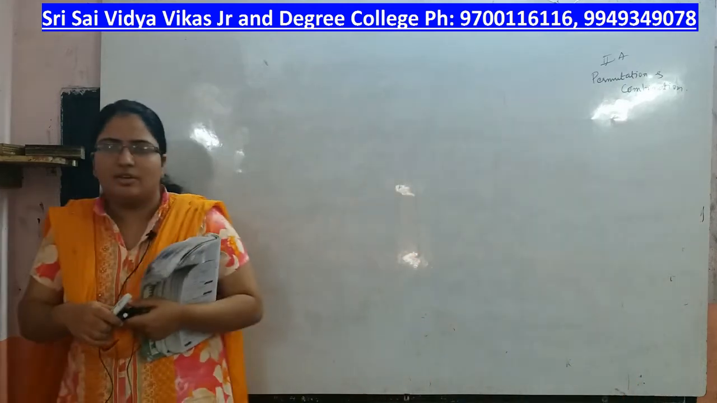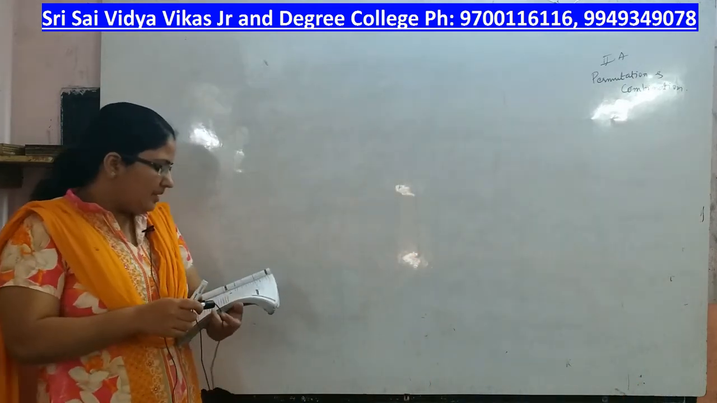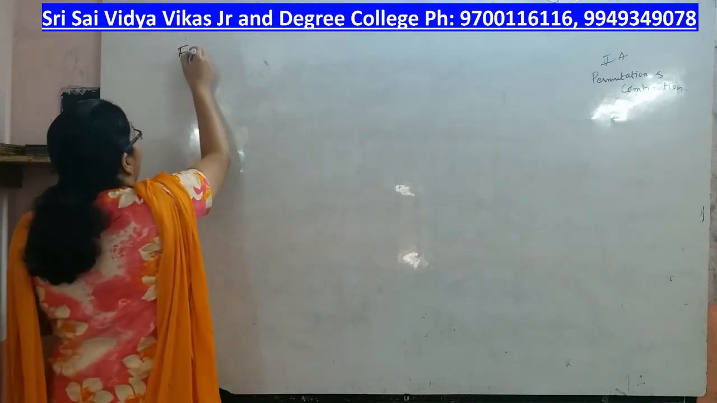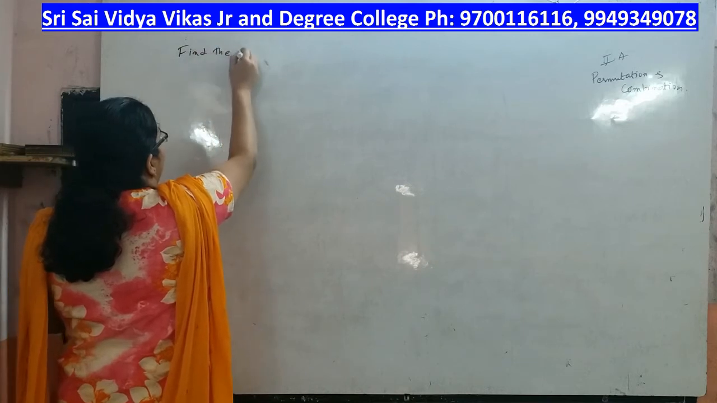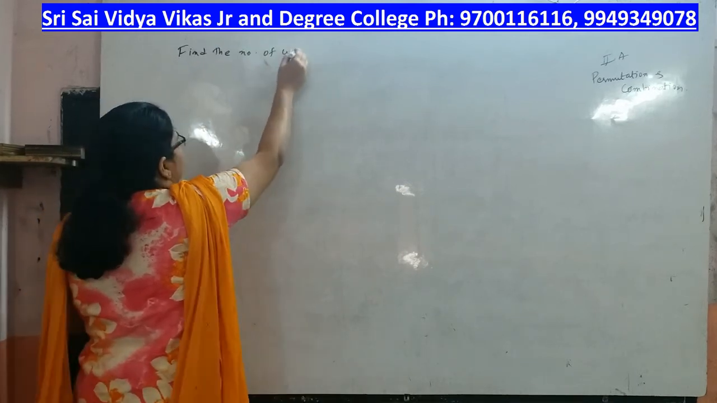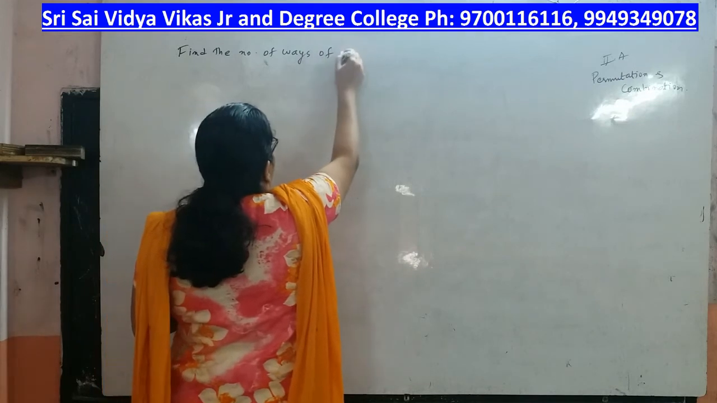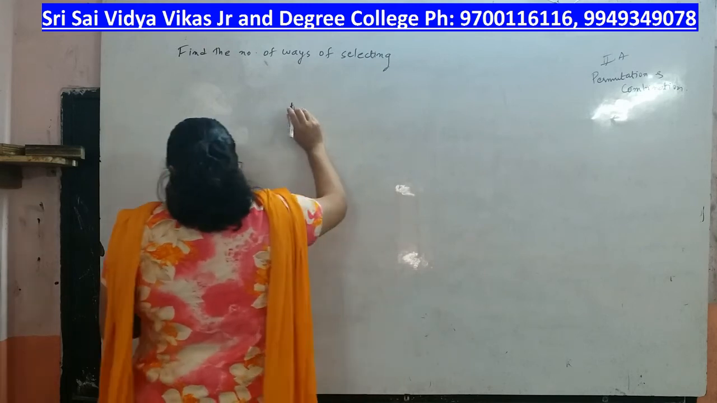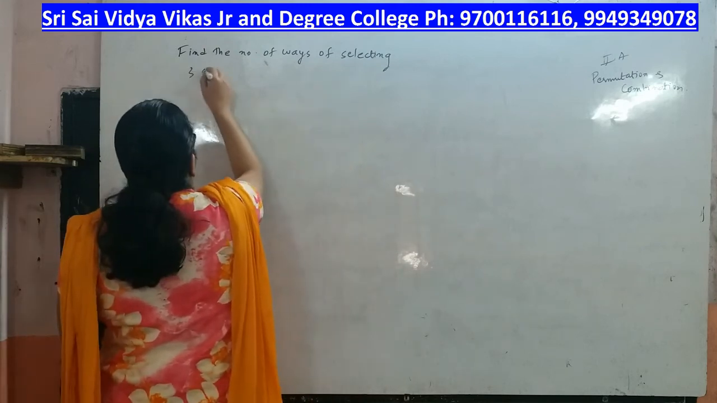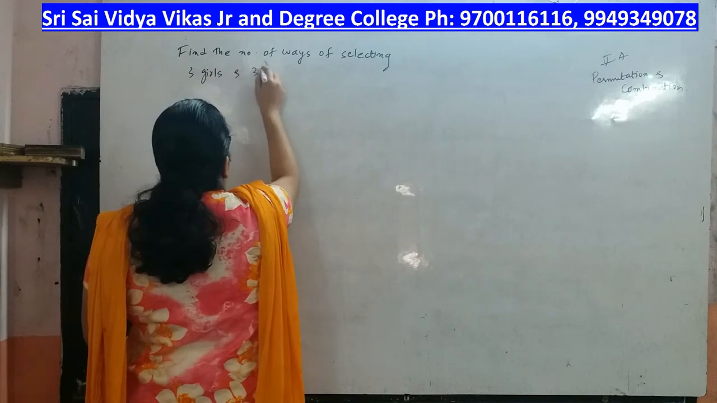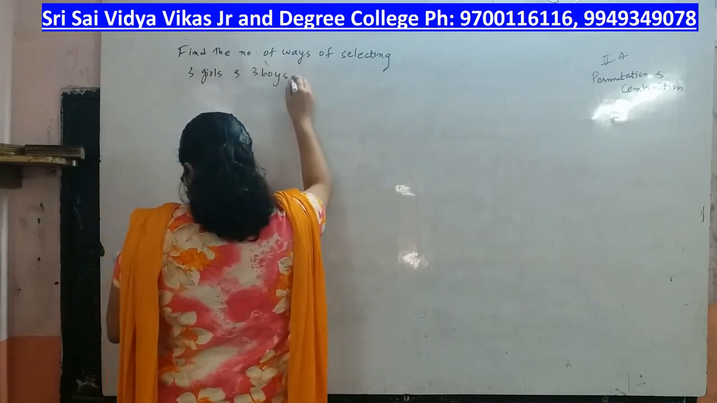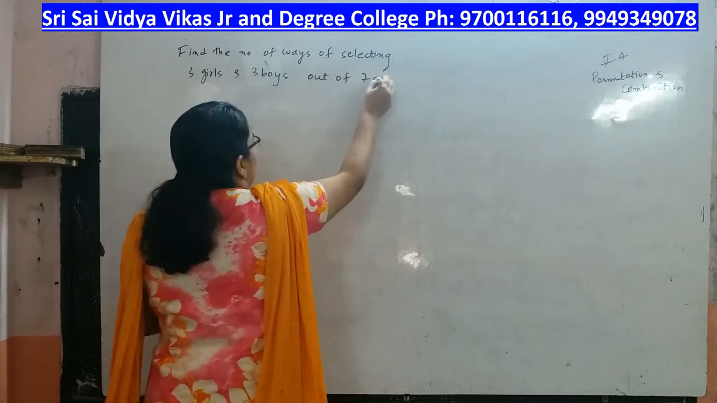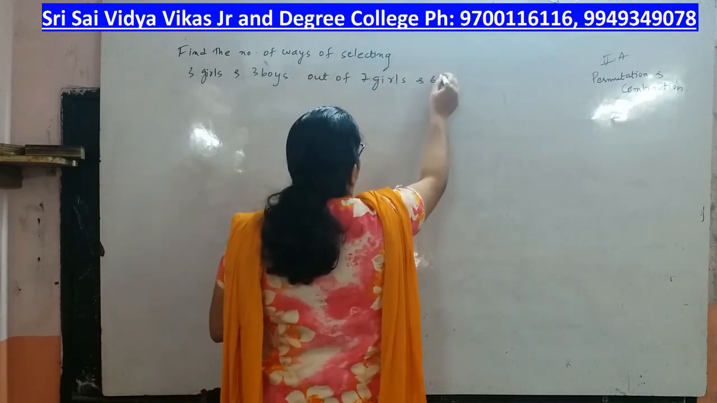Let us discuss the next set of problems that you have today. Find the number of ways of selecting three girls and three boys out of 7 girls and 6 boys.